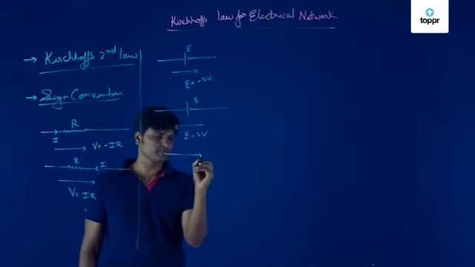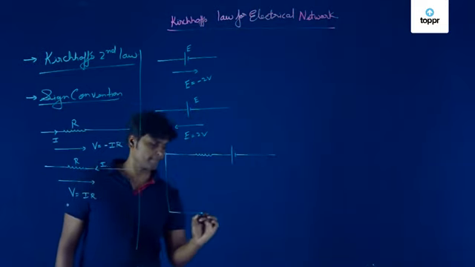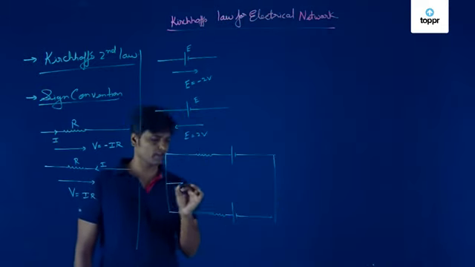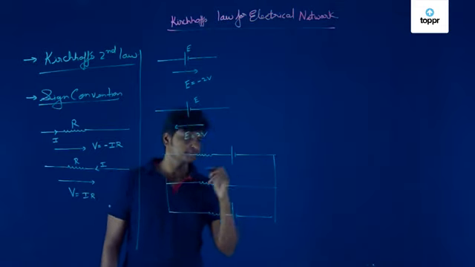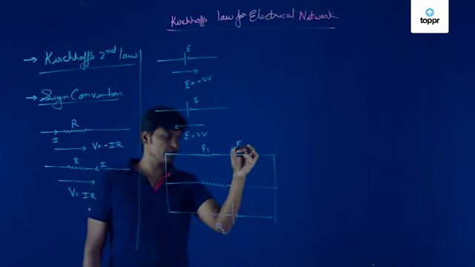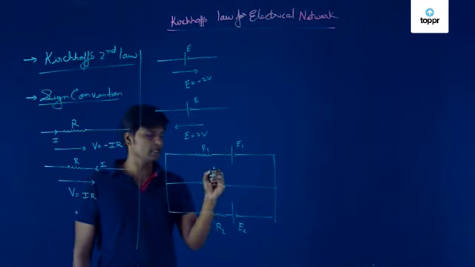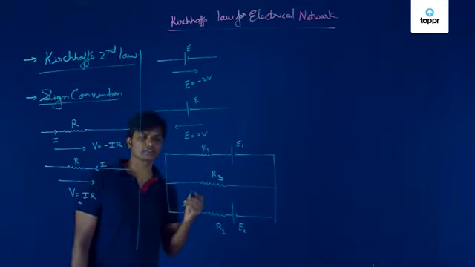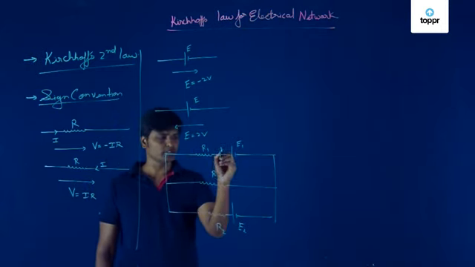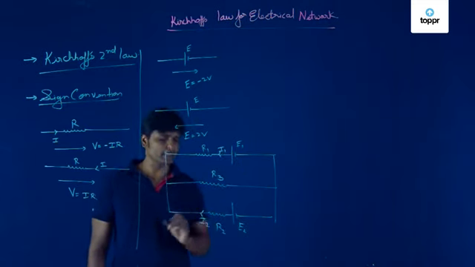So, take an example. This is the complicated circuit. This is resistance R1, this is resistance R2, EMF E1, EMF E2, and this is resistance R3. Now, how is the current circulating? Current will start moving from the positive terminal. So, this is current I1 of the battery E1 and this is current I2 of the battery E2.